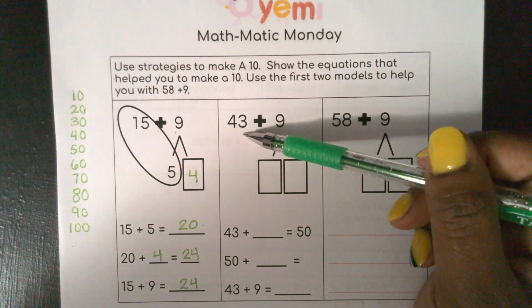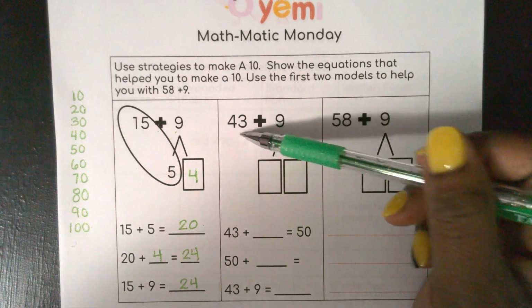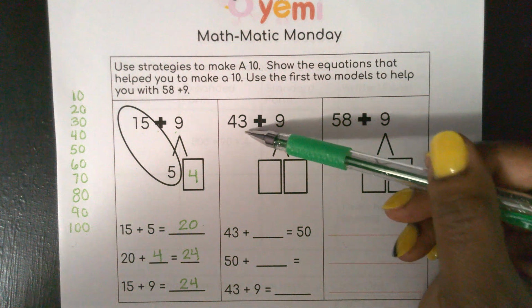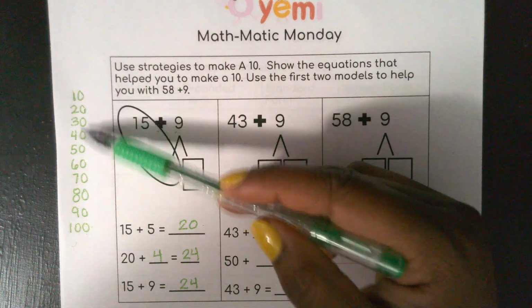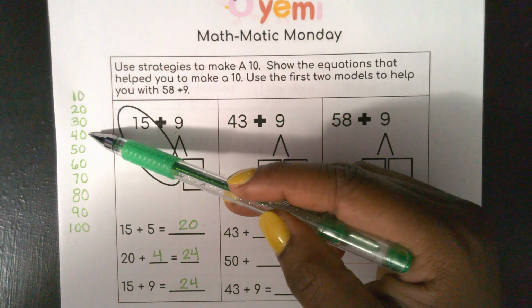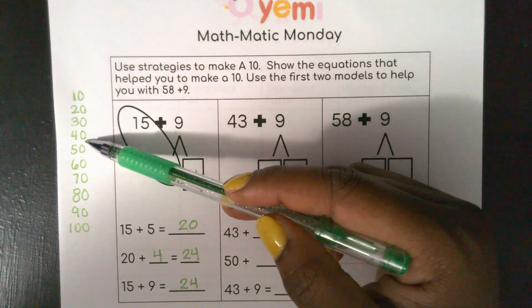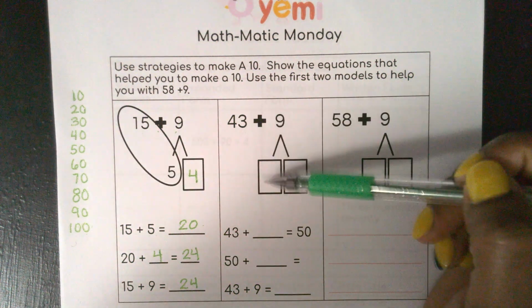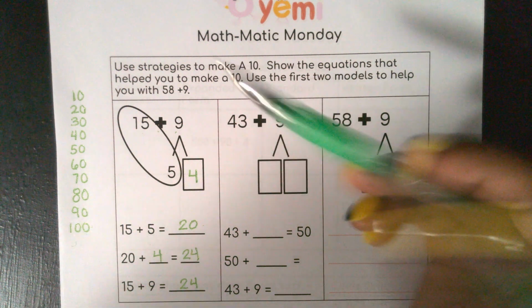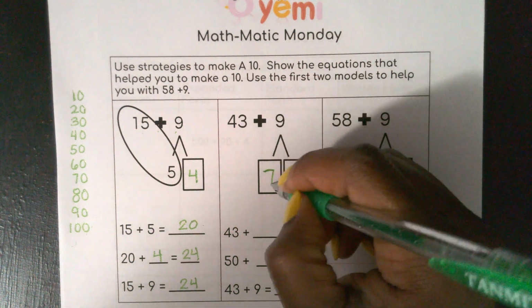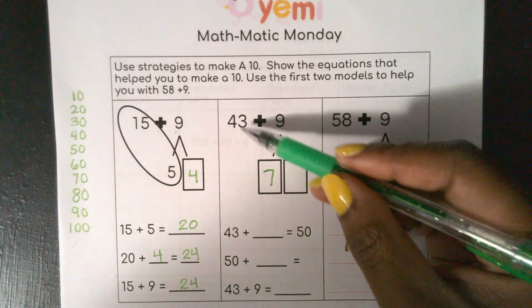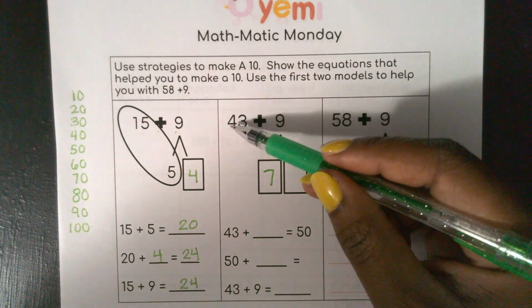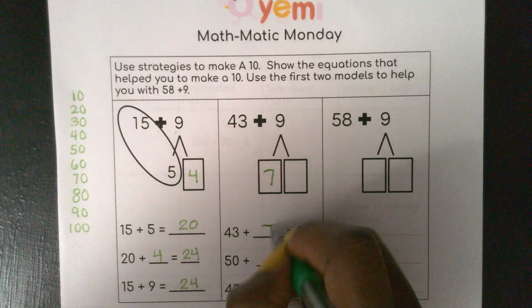Let's try it over here. 43 plus 9. What 10 comes after 43? Let's look over here. Here's 40. So 43 is going to be in between here somewhere. And my next 10 is 50. Well, how much do I need to get to 50? I need 7 more. Because 7 plus 3 is 10. So if 7 plus 3 is 10, and I already have this 10 here, I need 7 more to get to 50.